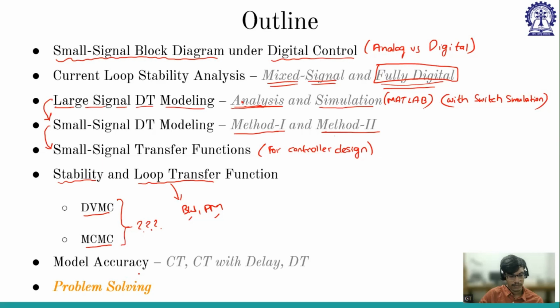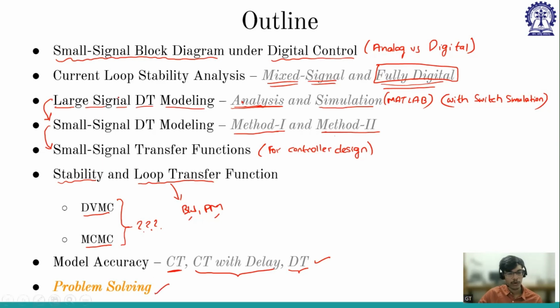And then we are considering different models. One is continuous time, CT meaning continuous time, another is continuous time with delay, and the other is discrete time. How accurate are these models? Which models do we need to consider for controller design? Why do we have so many models? What are the limitations of each model, and which one will we be using for controller design? All this we'll be discussing, and then we can solve a few problems.